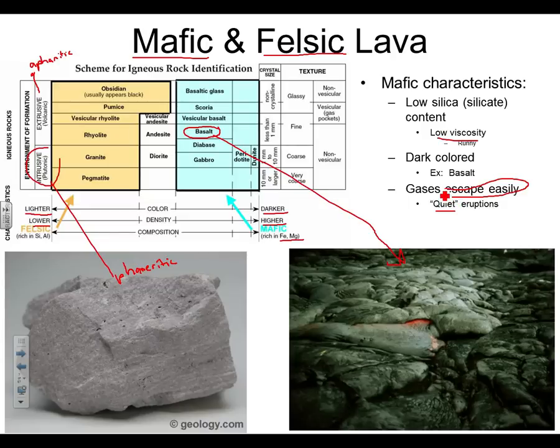The felsic characteristics are basically the opposite. So I didn't write them down here. You can fill them out yourself. Felsic ones are going to be high in silica, okay, so high in silicates. They're going to be high viscosity, which means they're kind of thick. They're going to be light colored. So the main rock that's going to form from the lava is going to be this one, rhyolite. Here you see a picture of rhyolite. Aphanitic, light colored.